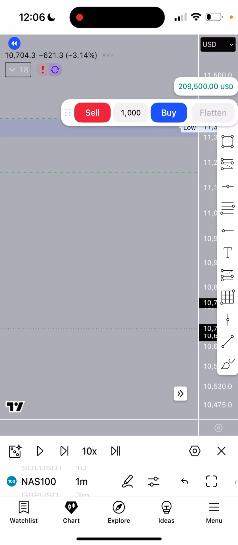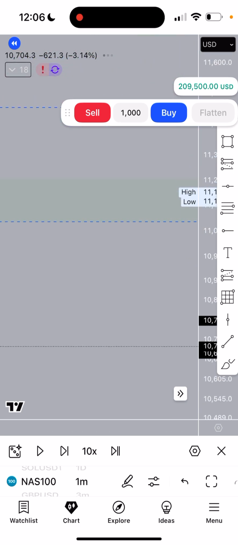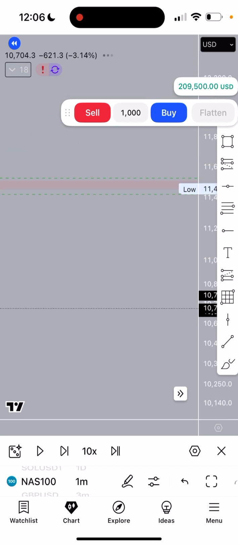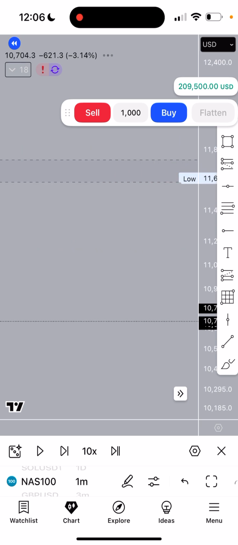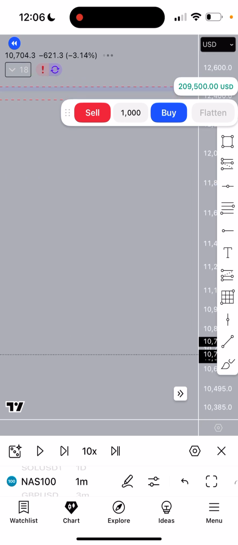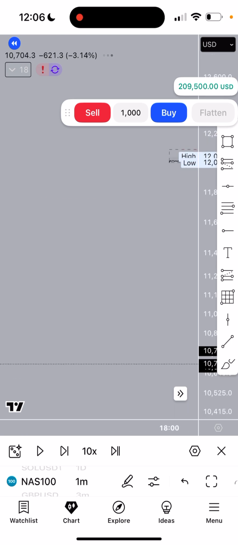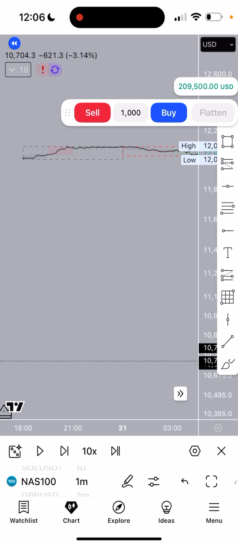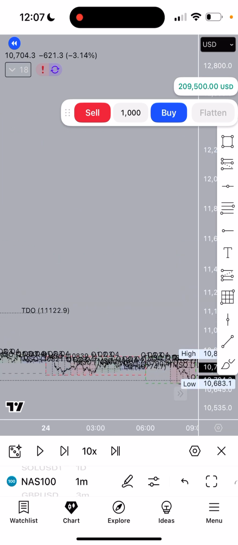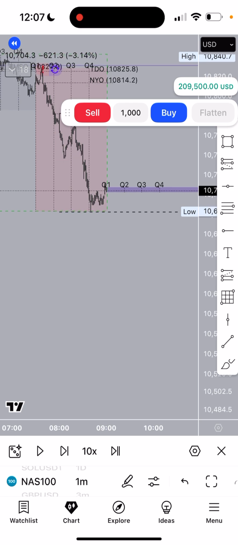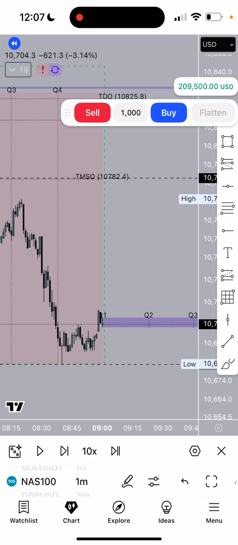It might take a while. Still nothing. Okay, it seems like I can't go that far. Anyway, I don't see any bearish imbalances here, right? So I believe that if we are manipulating lower, I don't know until where we're gonna go.